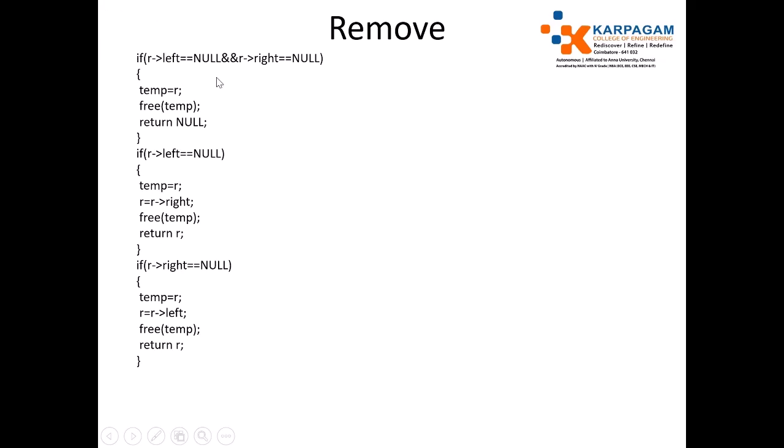I'm checking whether it is a leaf node. The element to be deleted is a leaf node by using the condition root node of left equal to null and right equal to null. If both are null, the left pointer is null and the right pointer is null, it means that the element to be deleted is a leaf node. In this situation, just store the address of the particular node and return null. When you set null, it will just remove the element from the binary search tree, and you delete it by using the free function.